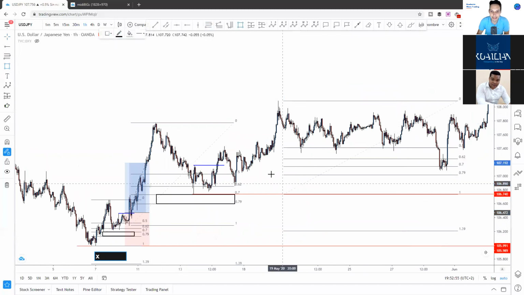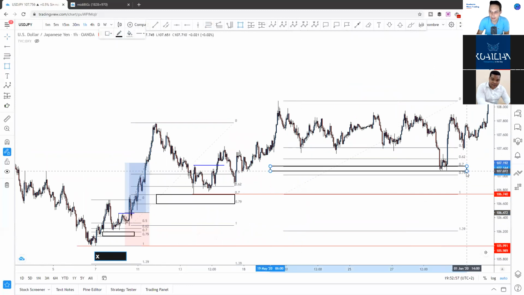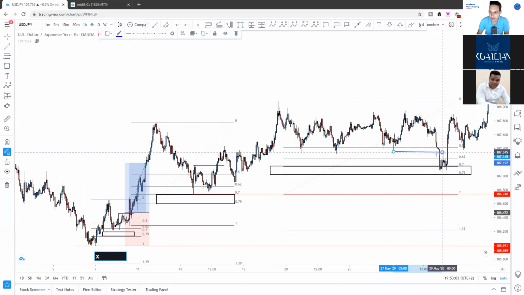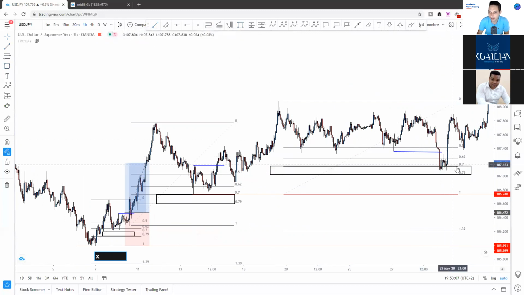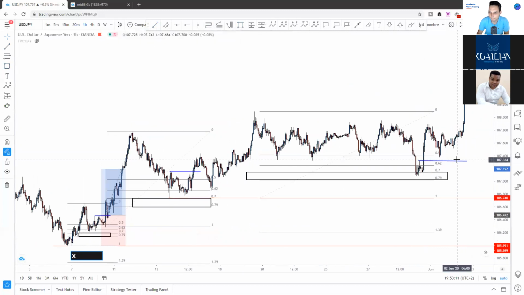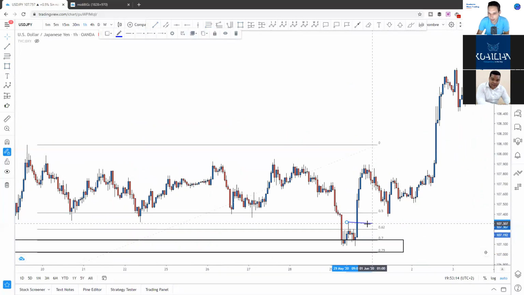You see how magical this level is? Everyone is getting short here, you see it? Everyone is coming short here. Short, short, short, boom, okay? 70, 79. This is a buy here, buy, buy, buy.